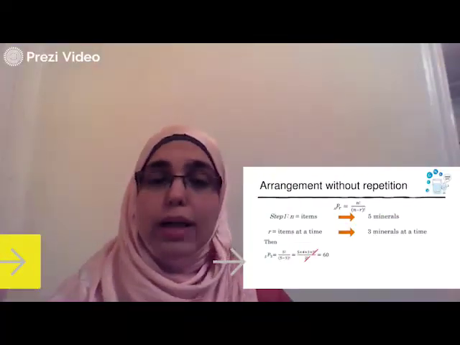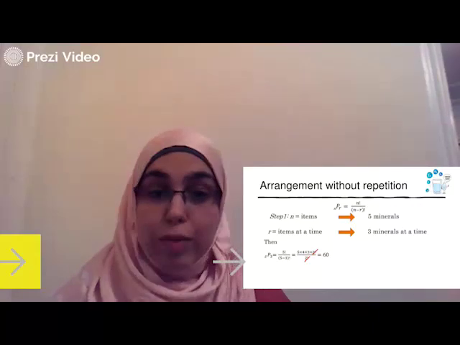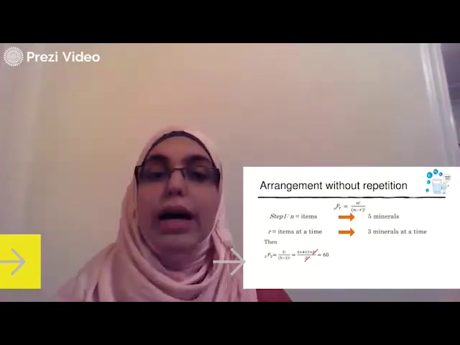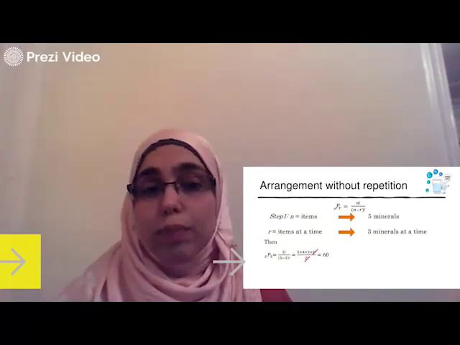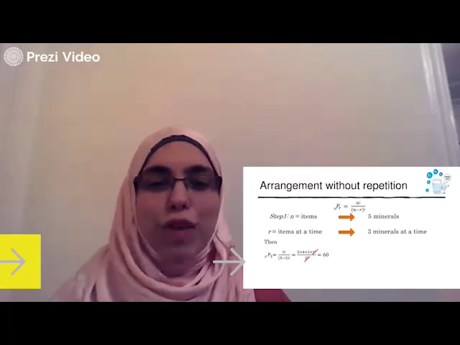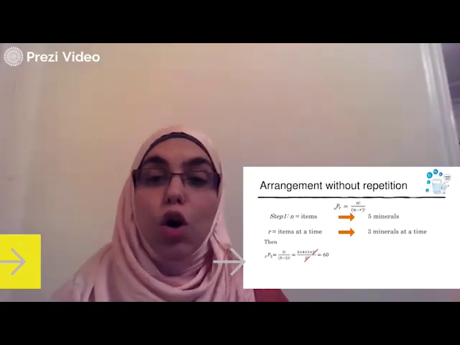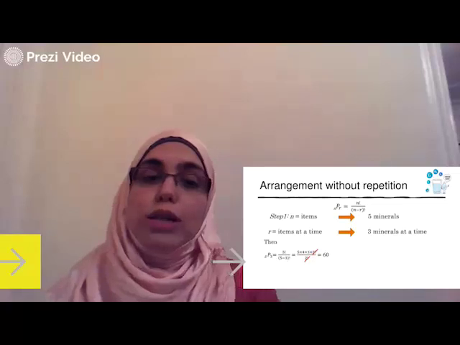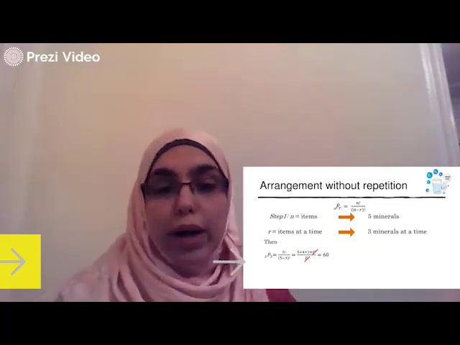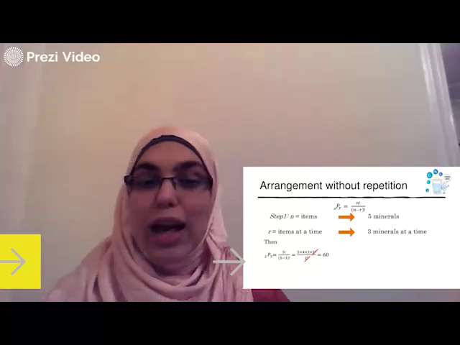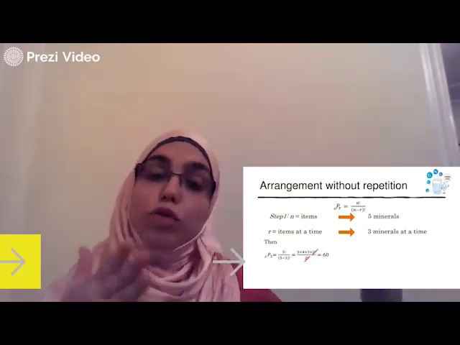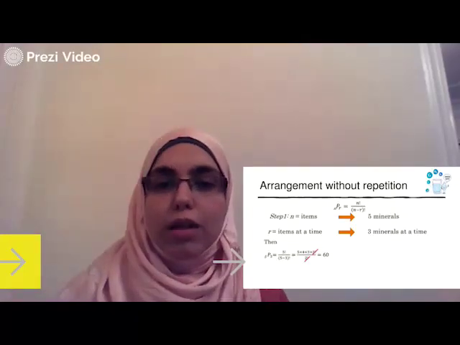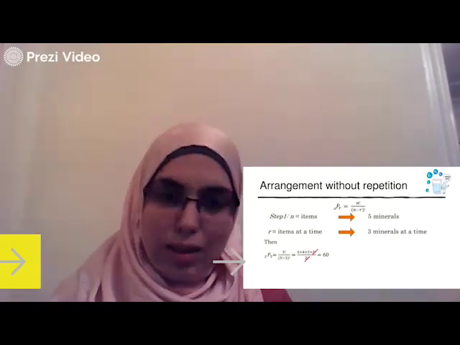How did we do that? Let's see. Step number 1 is that I have n items, which are the 5 minerals. Step number 2, I have r items at a time, which are 3 minerals at a time that I can use. Now can we apply the rule? 5 factorial over 5 minus 3, all of it factorial. 5 factorial is the product of the numbers from 5 to 1, but I can still use my rule and say it's 5 times 4 times 3 times 2 factorial. Simplifying the 2 factorial in the numerator with the 2 factorial in the denominator, this will yield 60.